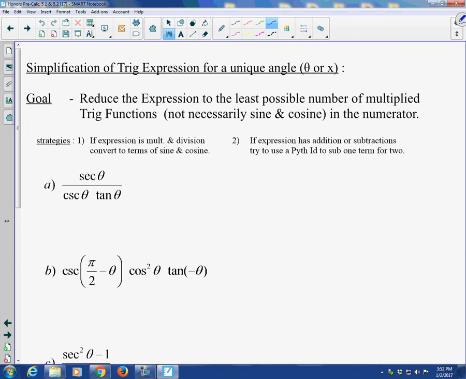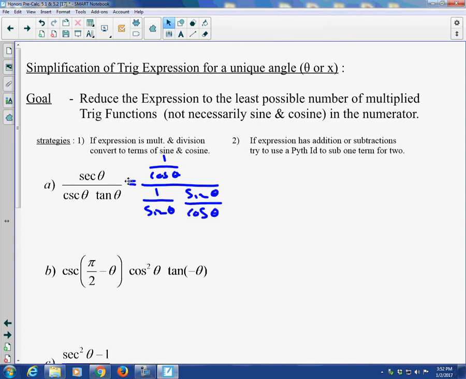So right here with A, we've got secant theta over cosecant theta tan theta. Now right here, everything is in terms of multiplication and division. So immediately, I can change everything to sine and cosine, right? So for secant theta, I'm going to have 1 over cosine theta. And for cosecant theta, I'm going to have 1 over sine theta. And then my tan is going to be sine theta over cosine theta. Now immediately in the denominator, we're going to be able to cancel out our sines here.